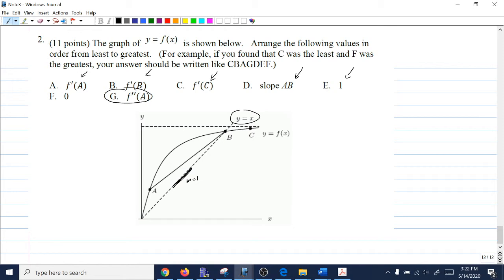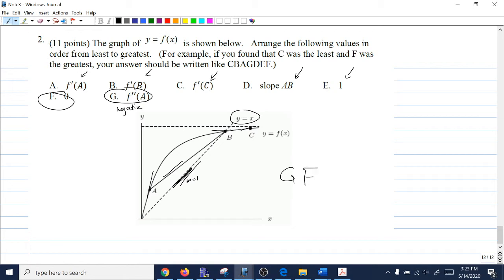But let's think about that second derivative first. This graph, that function, is concave down, right? This is frowny type. So f double prime of a is negative. And it's the only negative number in this list. All these slopes are positive, and this number is 0. So g, being the only negative number, has to be the least. Then 0, f, is the next least.